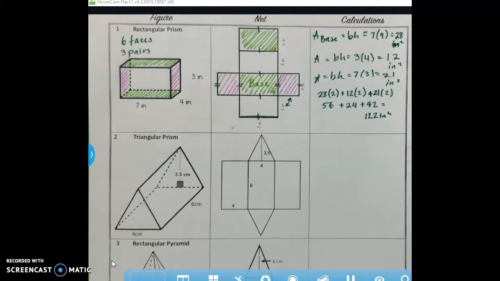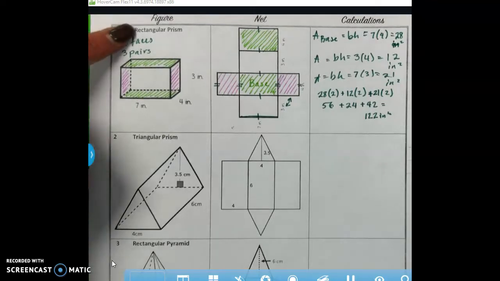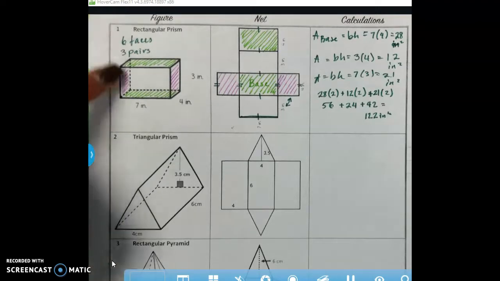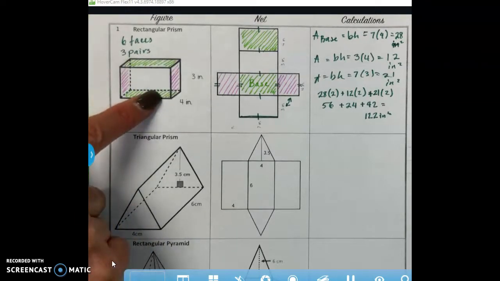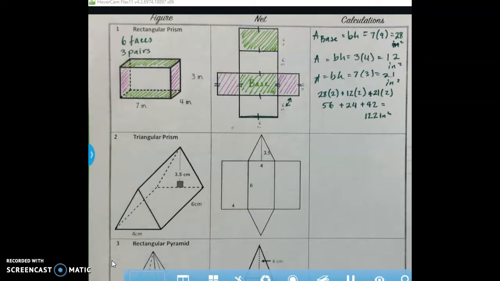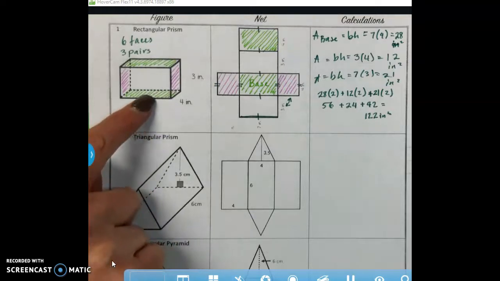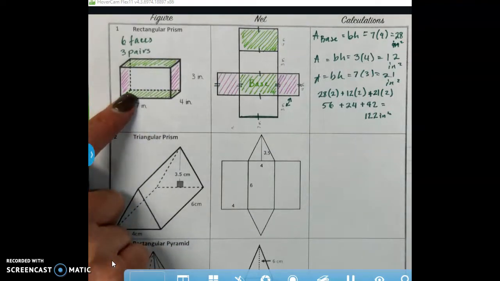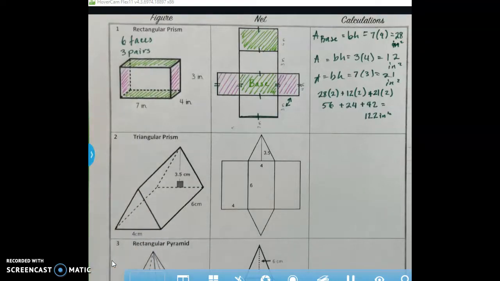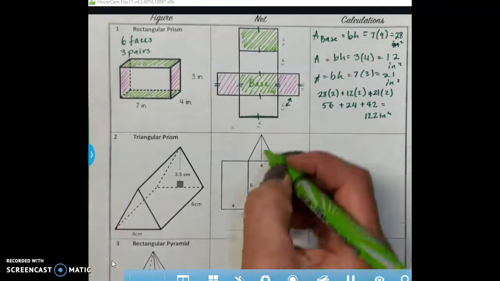So next shape is triangular prism. Let's talk about why it is called triangular prism. In rectangular prism, it made perfect sense because every side is a rectangle. However, the base of your shape gives you its name. So this is your triangular prism, and triangular prisms have triangles for their bases.